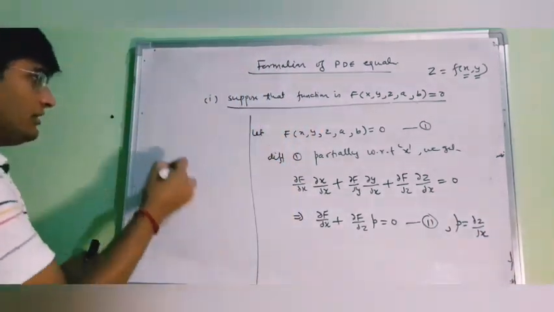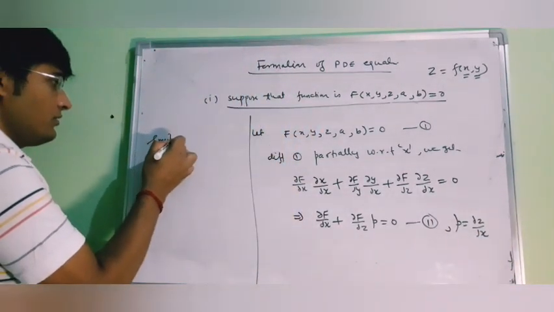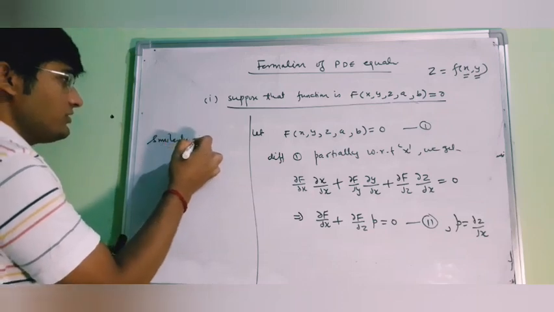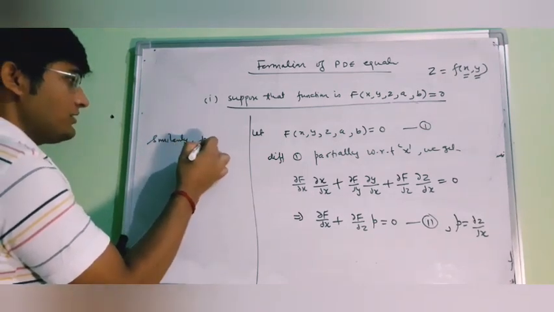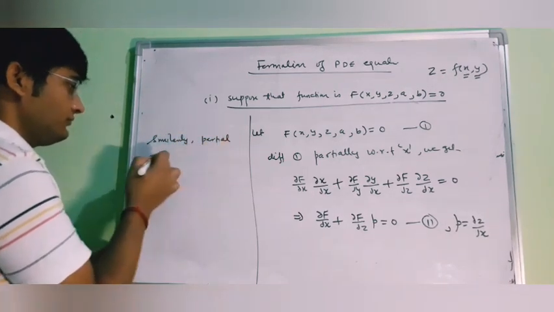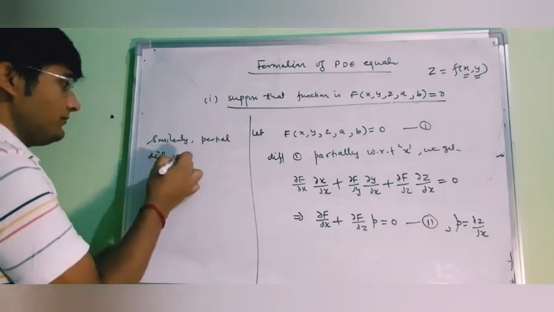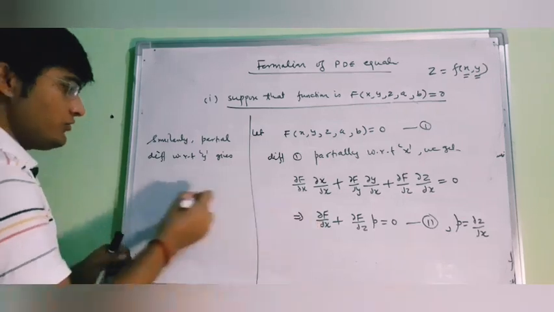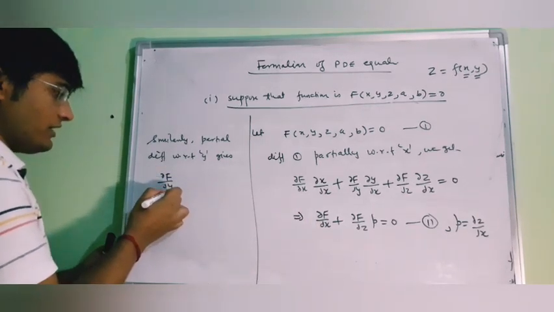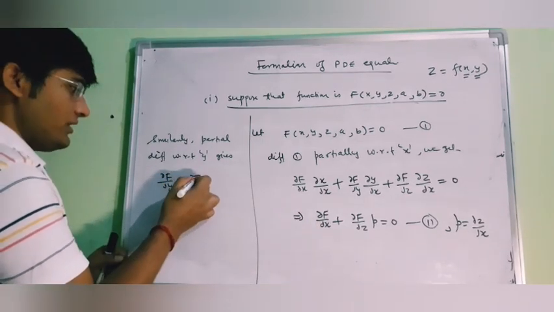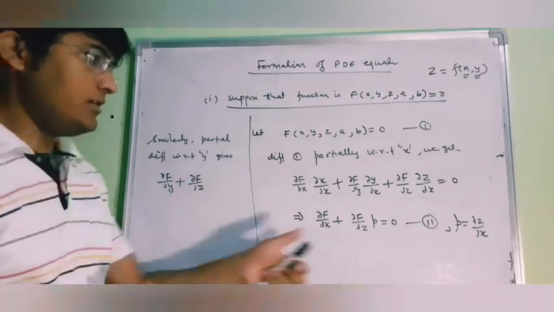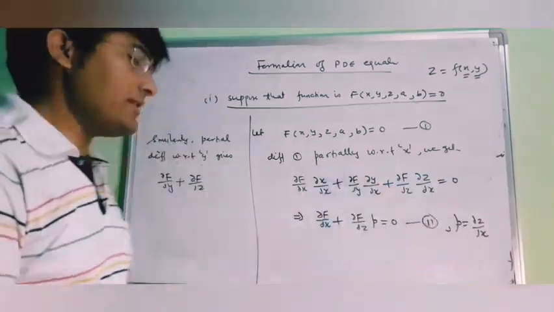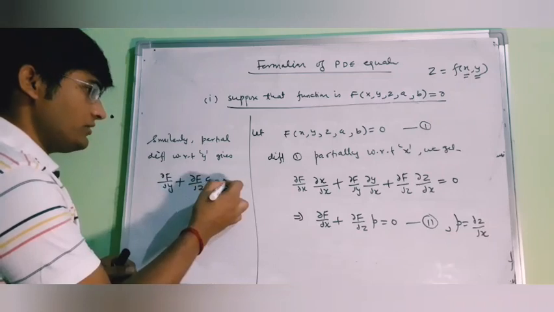And similarly, on partial differentiation with respect to y gives, now if we differentiate with respect to y, then our x will be replaced by y, and here we will get del z upon del y, and del z upon del y is q, so this is equal to 0. So this is equation number 3.